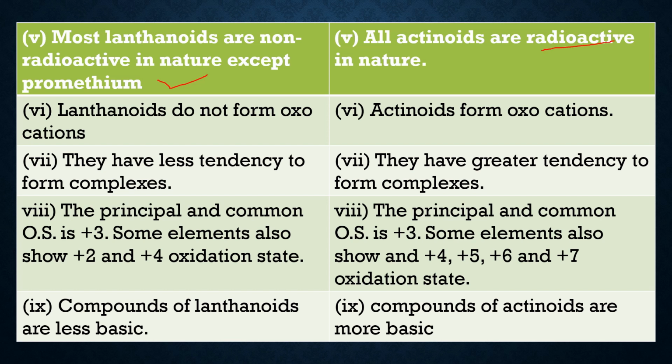Lanthanoids do not form any oxocations while actinoids form oxocations. Next is the tendency to form complexes. Lanthanoids have less tendency to form complexes. Actinoids have greater tendency to form complexes. The principal and common oxidation state of lanthanoids is +3, but they also show +2 and +4 oxidation states. The principal and common oxidation state of actinoids is also +3, but they also show +4, +5, +6 and +7 oxidation states. Compounds of lanthanoids are less basic while the compounds of actinoids are more basic.